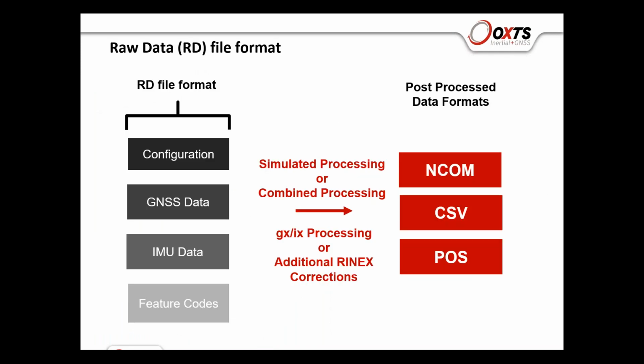I mentioned at the start that on the CPU board and intermediary electronics, the data was logged. Every time an OxTS product gets satellite signal, we log something called an RD file. This RD file contains things like your configuration, your GPS data, and your IMU data, and details of any feature codes. We can then process this data using the OxTS software, and we can process it using different methods. We can do simulated processing or combined processing. We can also process in GXIX mode. We can also add additional RINEX corrections if necessary.